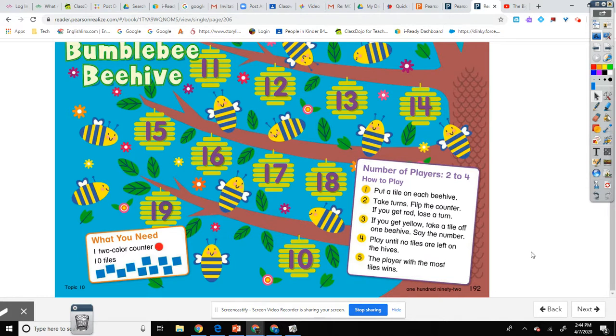The player with the most tiles wins. So if you use pencils, the player with the most pencils wins. Okay? You play that math game with your parents.